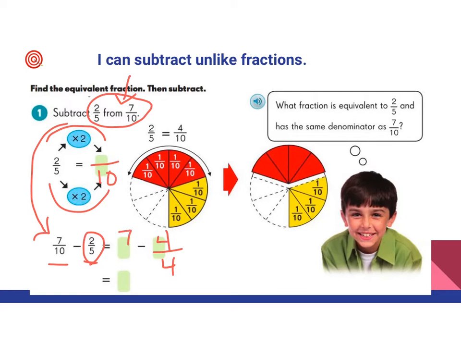So my new problem will be 7/10 minus, this should be a 10, sorry. 7/10 minus 4/10 will equal 3/10. So again, nice model showing that we're starting with the 7/10, subtracting or taking out the 4/10, leaving us with 3/10.